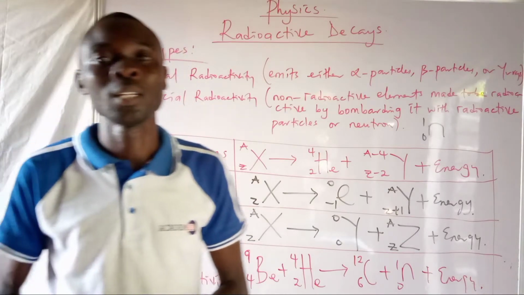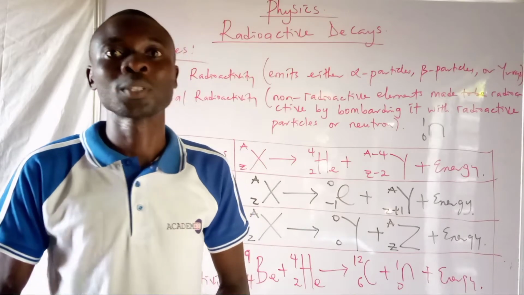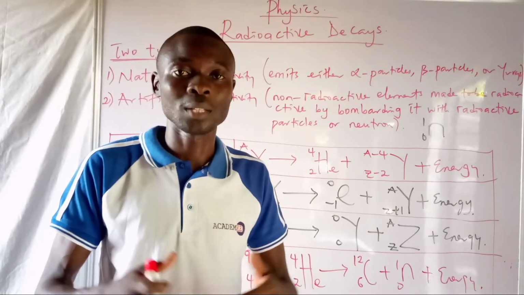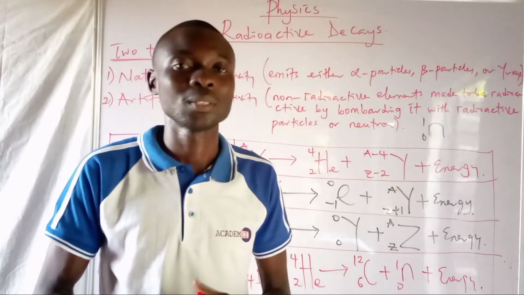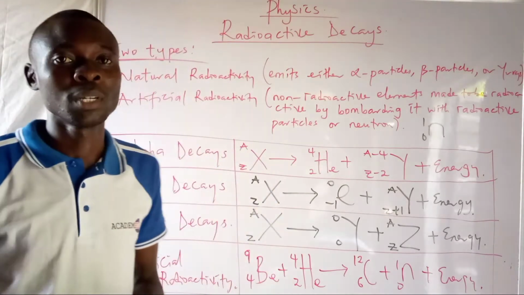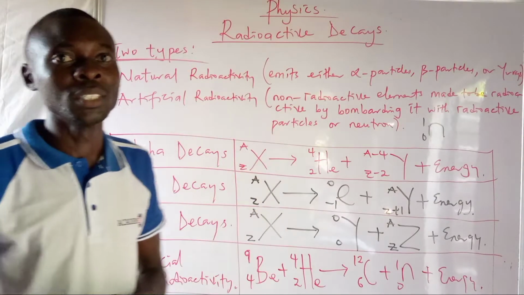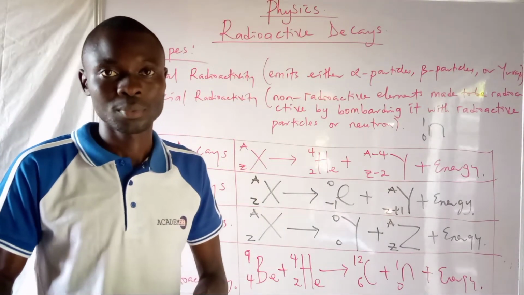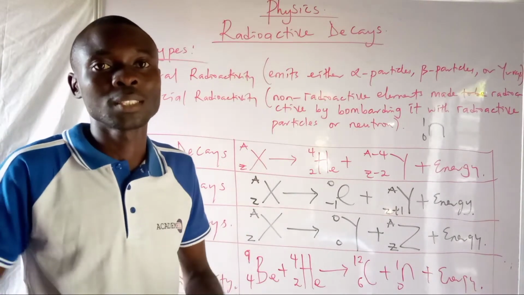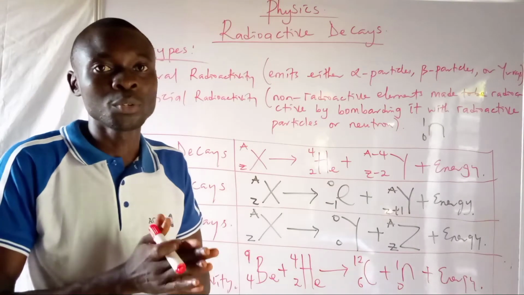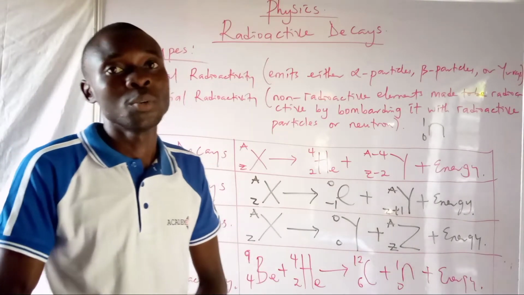What do we know by radioactive decay? Radioactivity itself is the spontaneous disintegration, that is breaking down, of the nucleus of a radioactive element. Examples of radioactive elements are radium, rhodium, thorium, polonium. All these elements are radioactive. So, spontaneously, that is, they can just at any time disintegrate their nucleus.